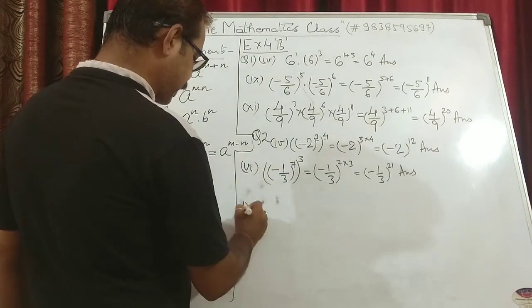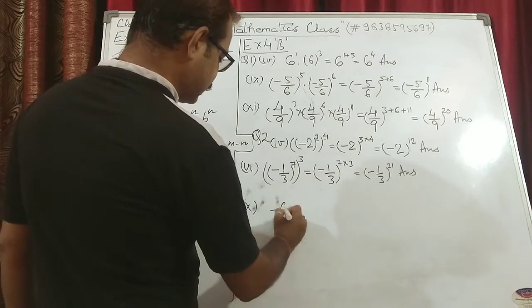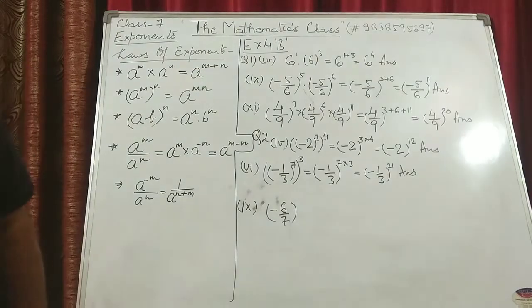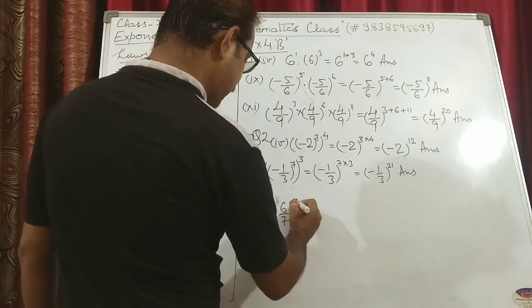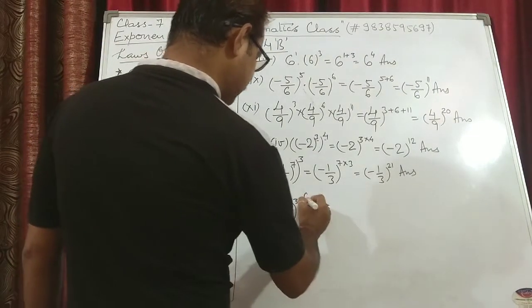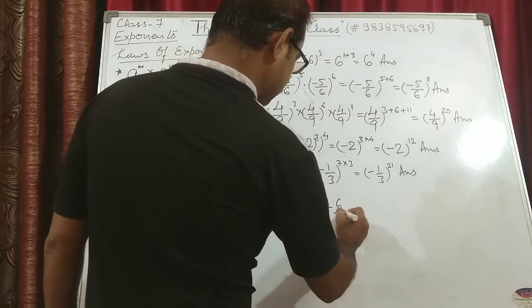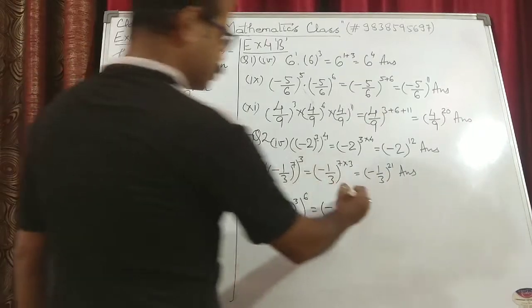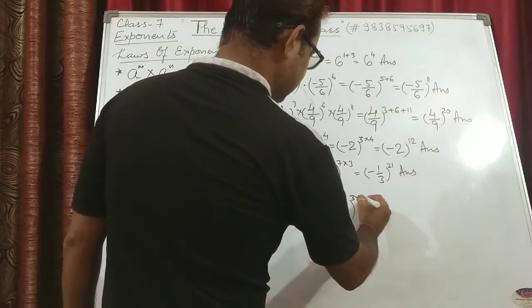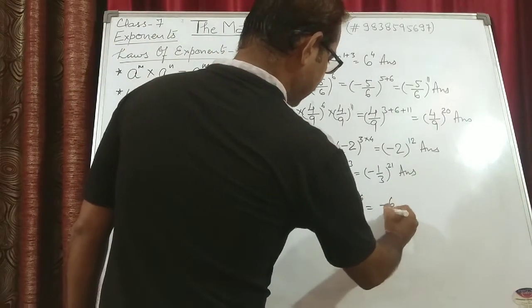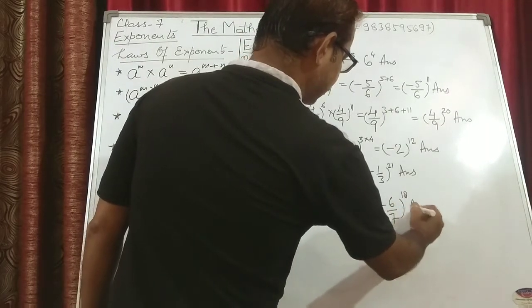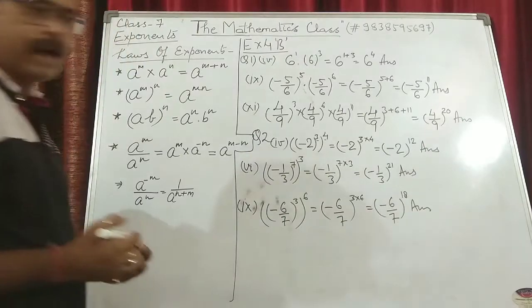I'm writing the ninth part, that is minus 6 upon 7 to the power 3 and whole power is 6. So simply minus 6 upon 7, powers will be multiplied. So 3 into 6, that is 18. So minus 6 upon 7 to the power 18. That is the final value.